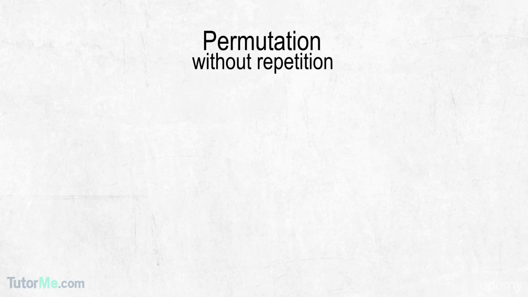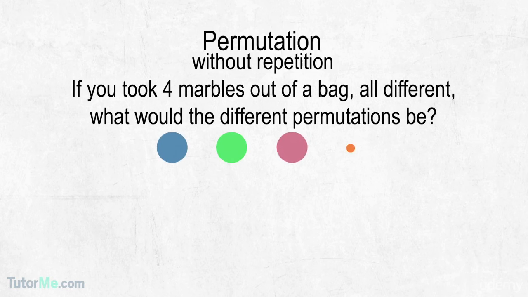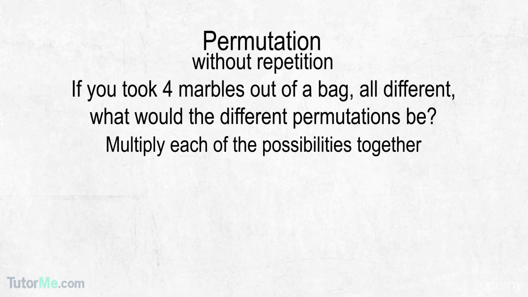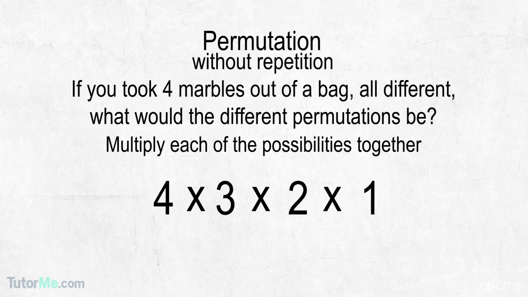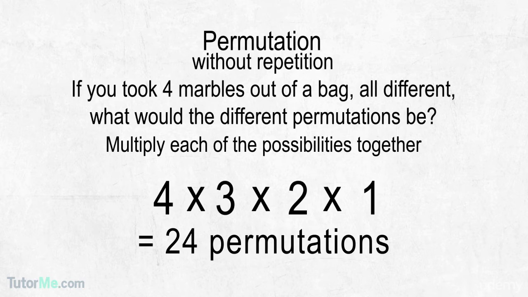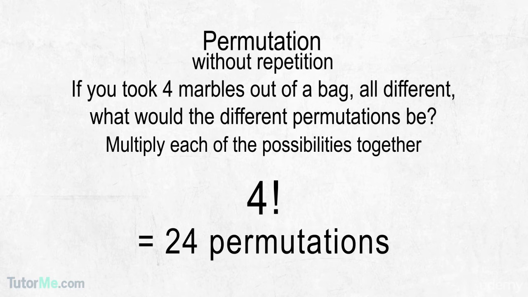For permutations without repetition, we will need to lower the amount that we are choosing from each time. So if you took 4 marbles out of a bag, all different, what would the different permutations be? We would multiply each of our possibilities together, and that would be our answer. 4 times 3 times 2 times 1. So there are 24 permutations of taking out the marbles. This can also be written as a factorial. So 4 factorial equals 24.